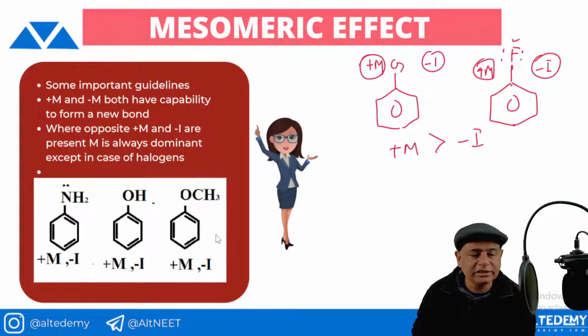As you can see here, in the cases of NH2, C6H5NH2, they are showing plus M and minus I effect. But plus M will be dominating. OH will be showing plus M and minus I effect, but plus M will be dominating. OCH3 will be showing plus M and minus I effect, but plus M will be dominating.